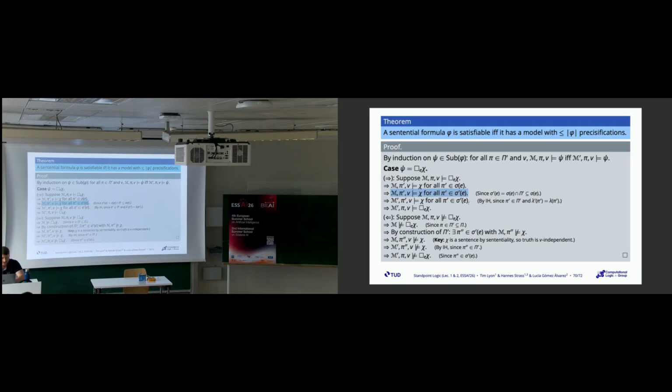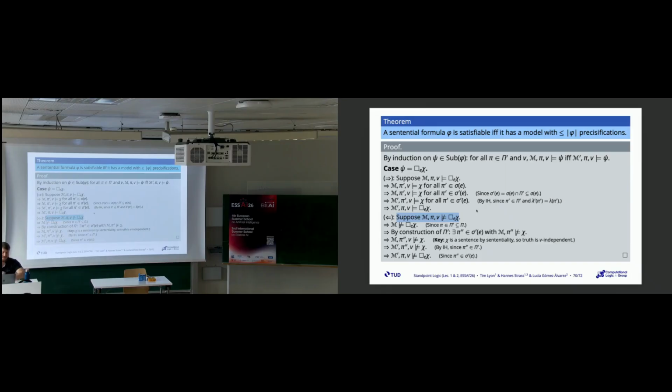And by the induction hypothesis, since chi has a smaller length, we have that chi is satisfied on m prime relative to pi prime and v. Again, for all pi primes in the sigma prime interpretation of E. And by the semantics, this means that this box formula holds relative to the new structure with pi and v. Okay, so that's the left to right direction. The right to left direction is shown by contraposition.